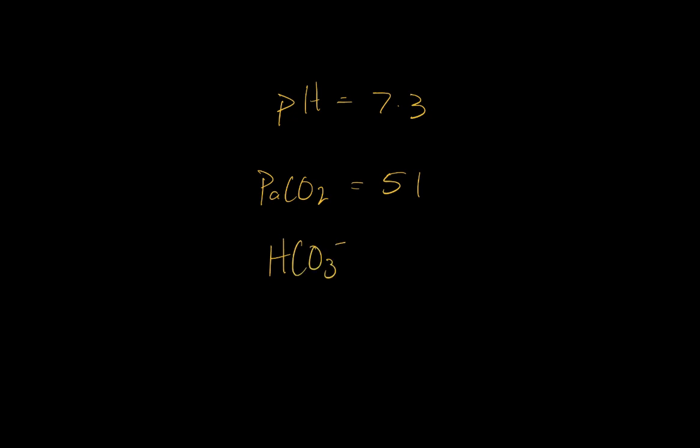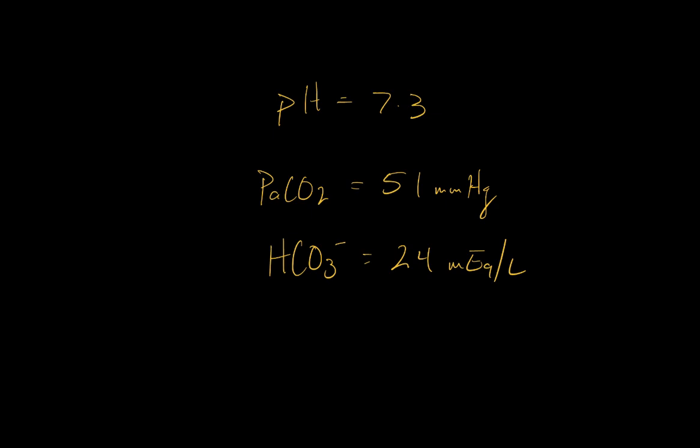So what we'll do is write out a set here. We'll say a pH of 7.3, a PaCO2 of, let's say, 51, and a bicarbonate level of, let's say, 24. So we'll do milliequivalents per liter, and this will be millimeters of mercury.